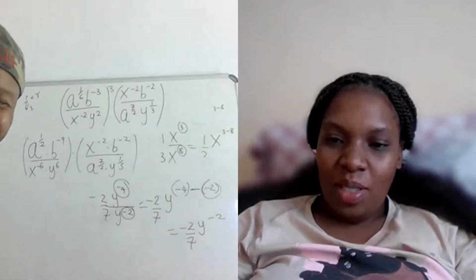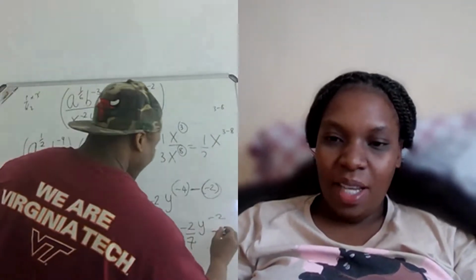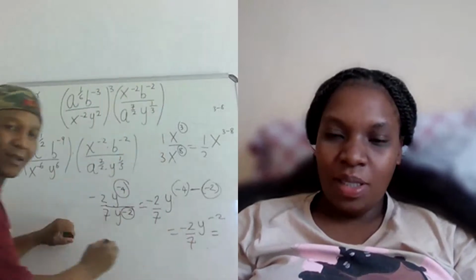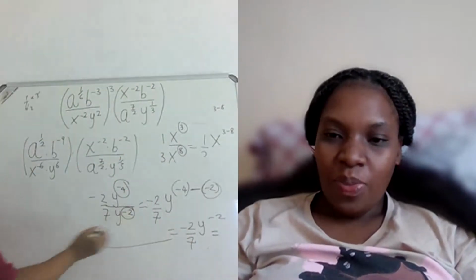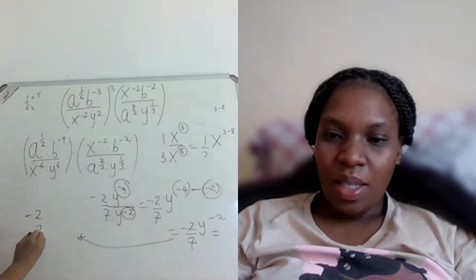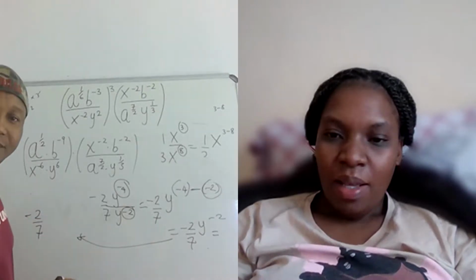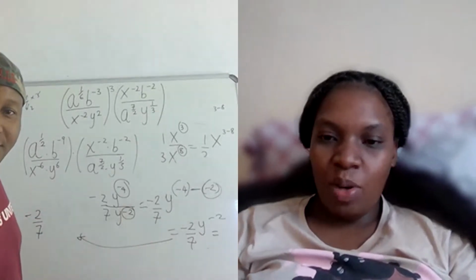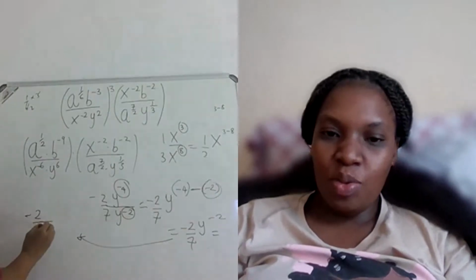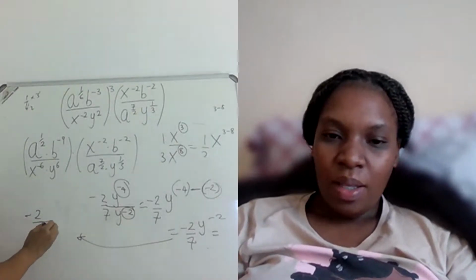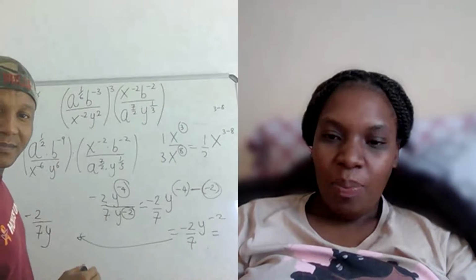It's going to be equal to minus 2 over 7. Take the y and the exponent to the right here. So it's going to be minus 2 over 7, and then the y is going to the bottom. So we're going to reciprocate, so it becomes y. 2 positive or negative? Positive 2.